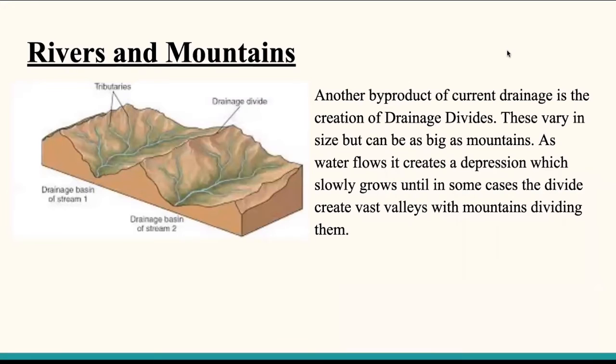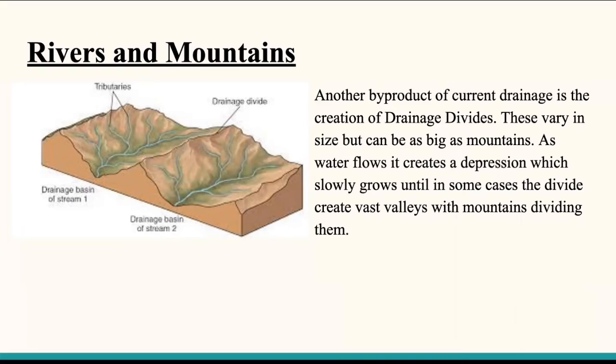Next, I'm going to be talking about drainage divides. Another byproduct of current drainage is the creation of drainage divides. These can vary in all sorts of sizes, and some of them can be as big as mountains. As water flows, it creates a depression which slowly grows until in some cases the divide creates vast valleys with mountains dividing them. So drainage divides occur in raised areas and terrains such as mountain ranges or hills. Basically, a drainage divide separates streams flowing into one drainage basin from streams flowing into another.